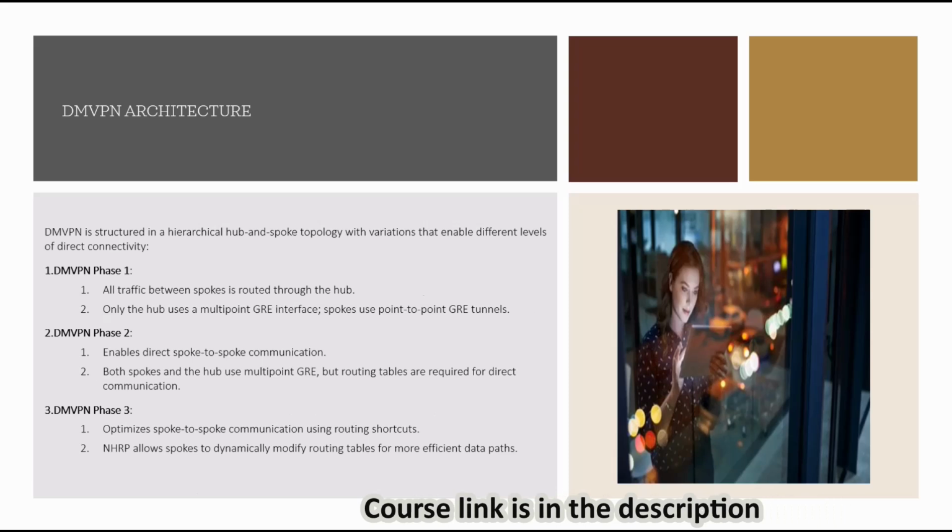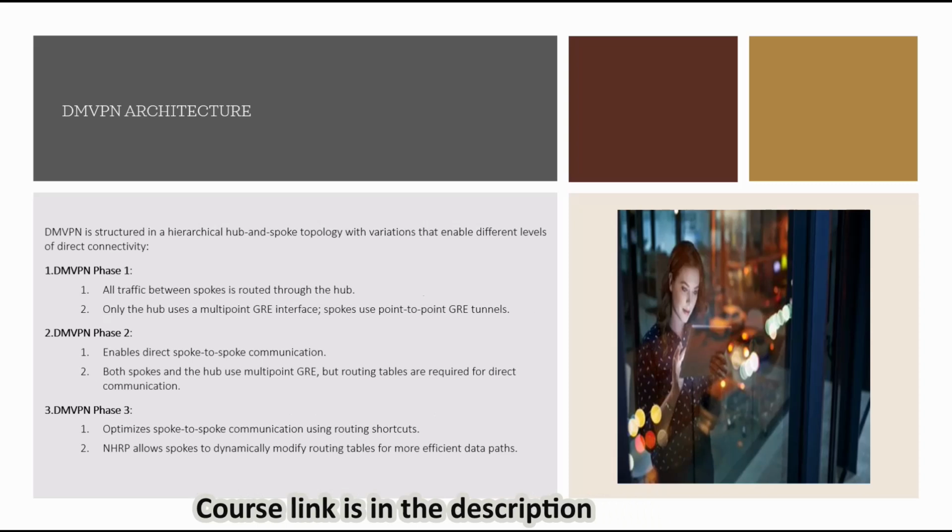In phase 2, it enhances phase 1 and enables direct spoke-to-spoke communication. Both spoke and hub use multipoint GRE, but routing tables are required for direct communication. Phase 3 optimizes spoke-to-spoke communication using routing shortcuts. NHRP allows spokes to dynamically modify routing tables for more efficient data paths. I hope that's clear, and I hope we have covered that in our lab.